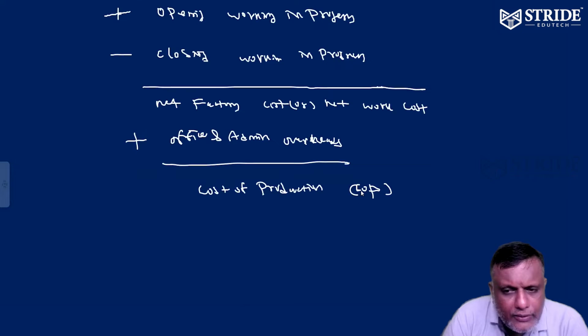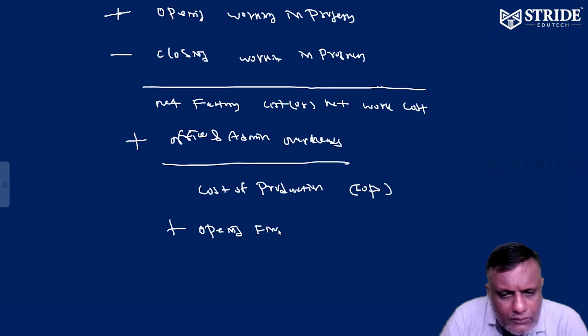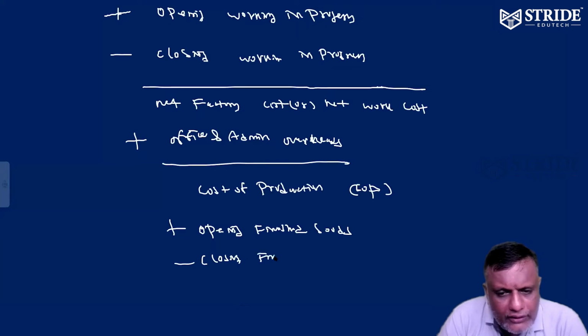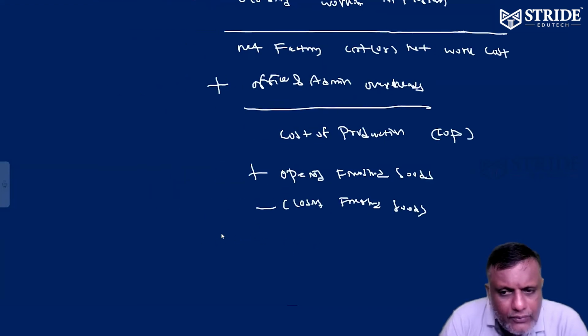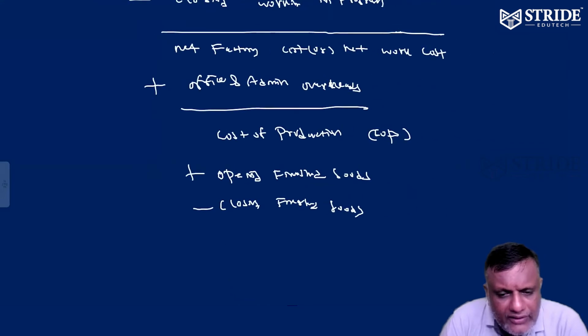To this cost of production, COP, add opening finished goods and subtract closing finished goods. Generally, finished goods also have stock opening and stock closing. Add opening finished goods and subtract closing finished goods.